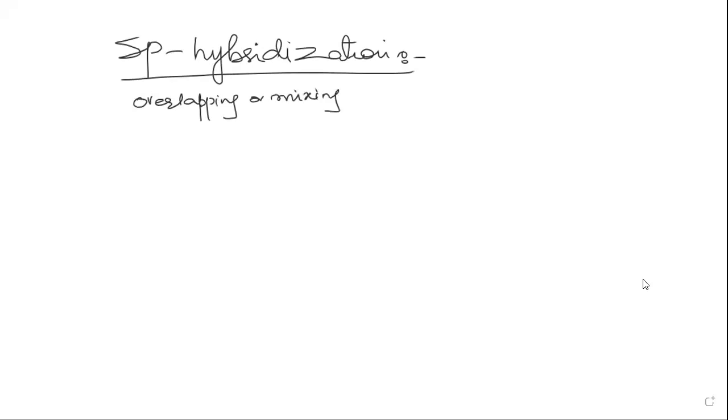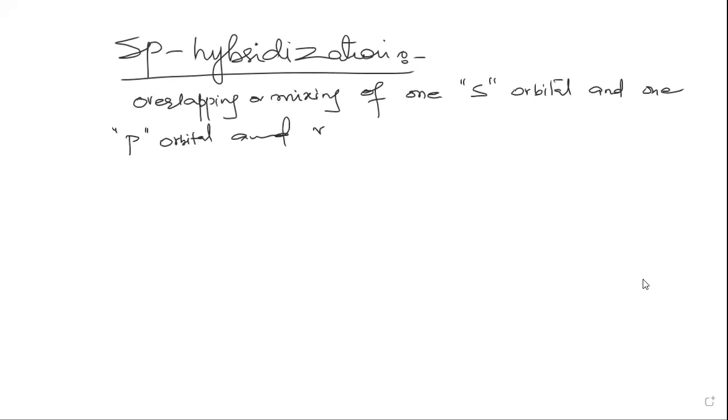of one s orbital and one p orbital, and their reformation into the same number of orbitals, into two new orbitals having the same shape and energy.